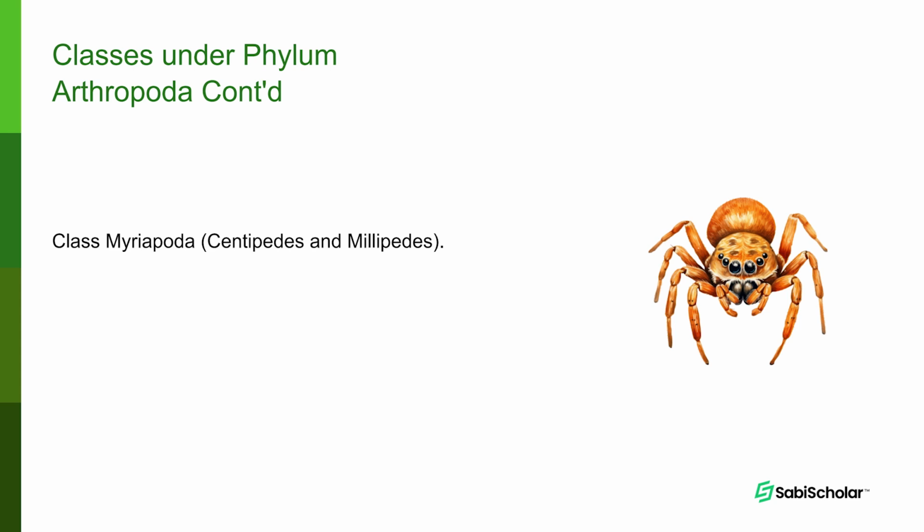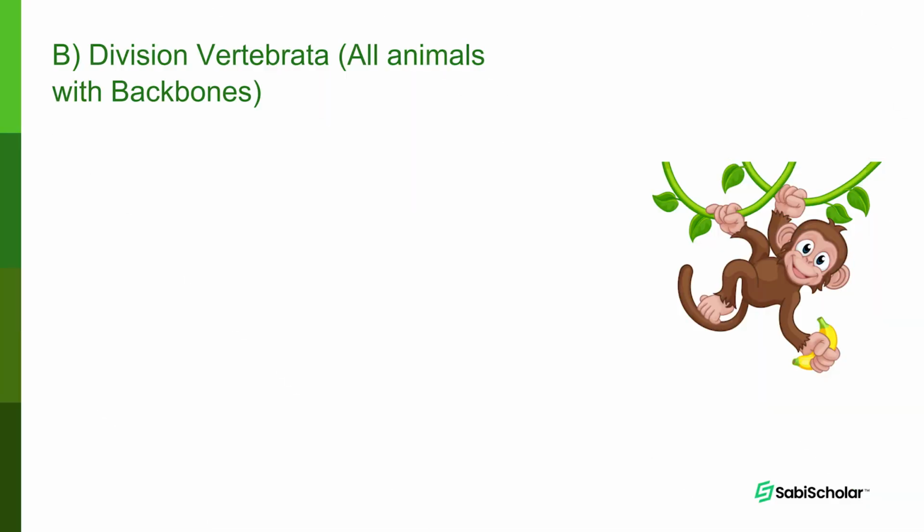Then we see the class Arachnida, where we see the spiders, scorpions, mites, and ticks. Now, an arachnid has a body that is divided into 2 parts, that is having a cephalothorax and an abdomen. Then we'll move over to the division Vertebrata. In this division, we'll be looking at animals that have a backbone, and we only have 1 phylum in this division, that is the phylum Chordata.